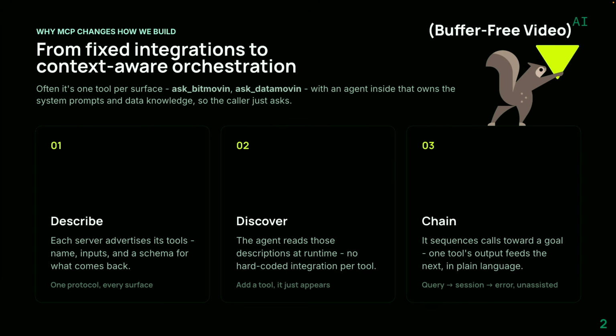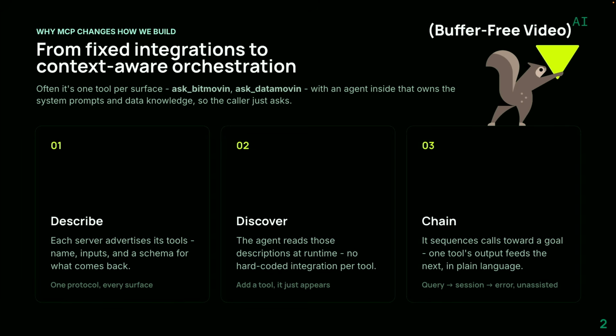Describe. So every MCP server advertises its tools, the name, the inputs it takes, and a schema for what it returns. You write the description once. Discover. The agent reads those descriptions at runtime. There's no hard-coded integration per tool. You stand up a new server, and the tools just show up.